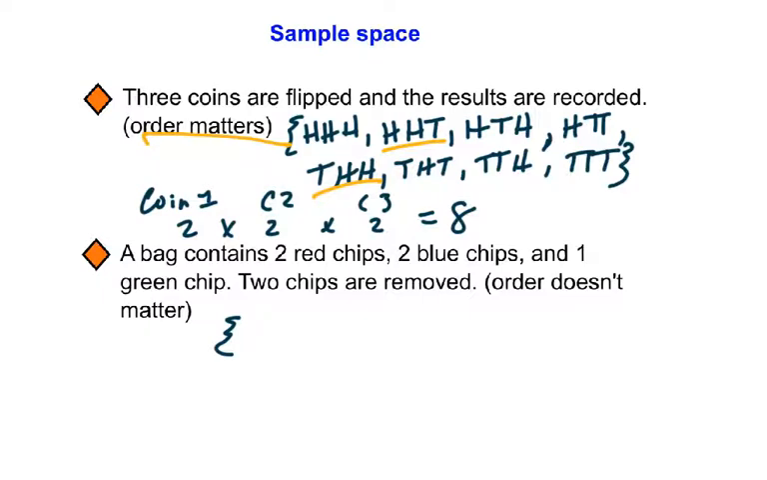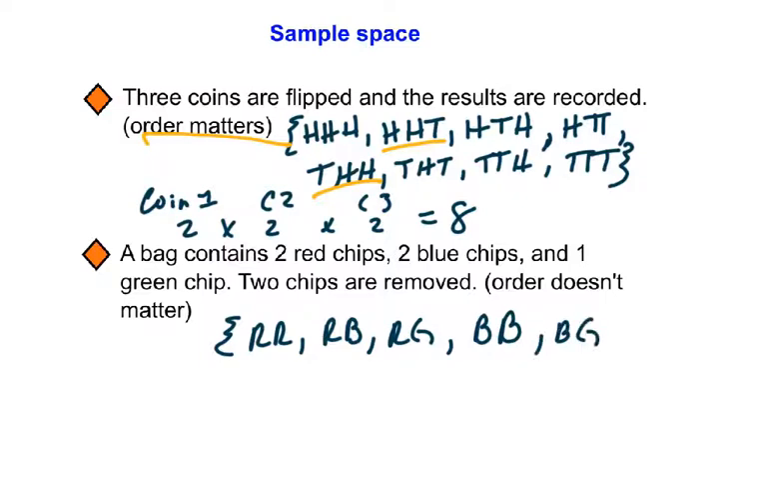So we could get red, red. We could get red, blue, and we could get red, green. We could also get blue, blue, and we can get blue, green.